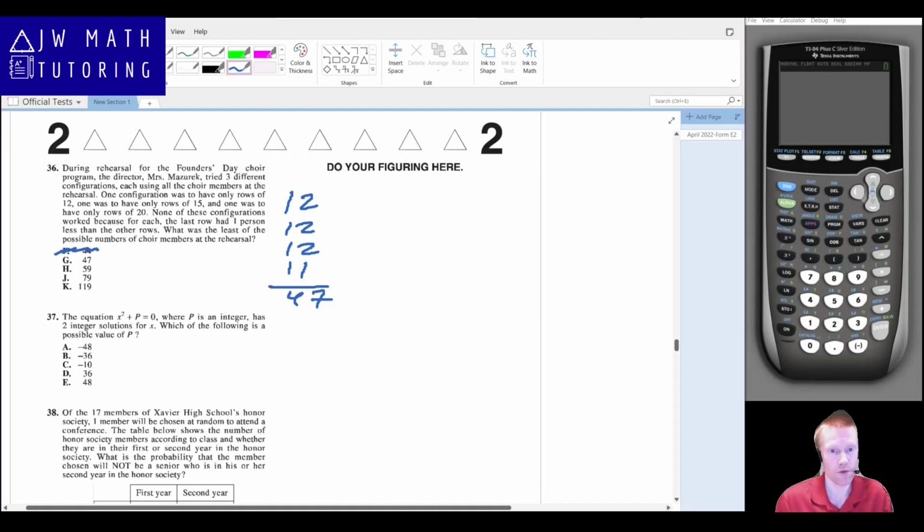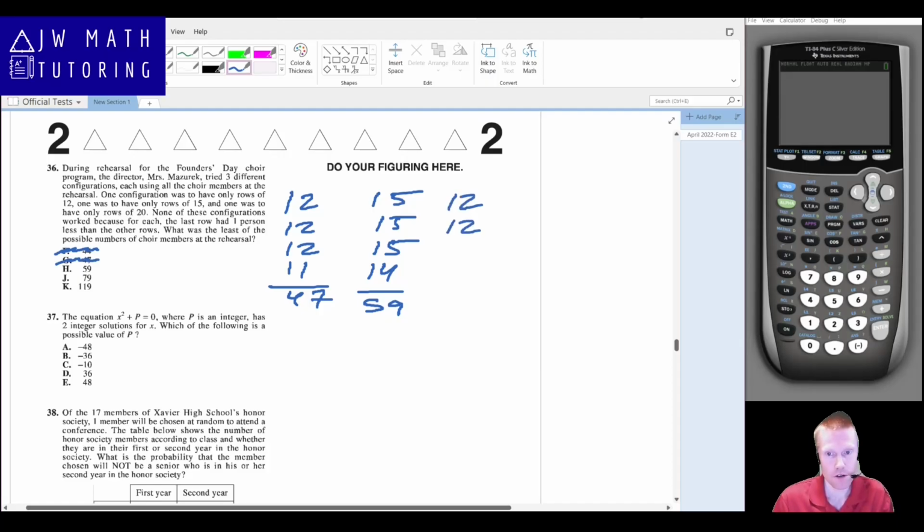Notice for the next answer choice, 47, well, I've already tested it with the first combination. So now I'm going to do it with the second one. So let's try it now with 15. So 15, 15, 15, and now up to 45, and then the last row would have 14. So if I add those all up, 45 plus 14 is now 59. So notice that 47 is out. 59 so far works for 15. Let's see if it works for 12. If not, then we can cross it out and move on to the other answer choices.